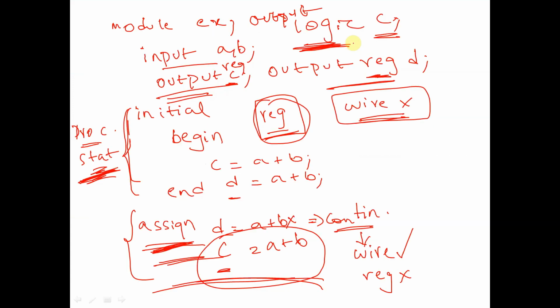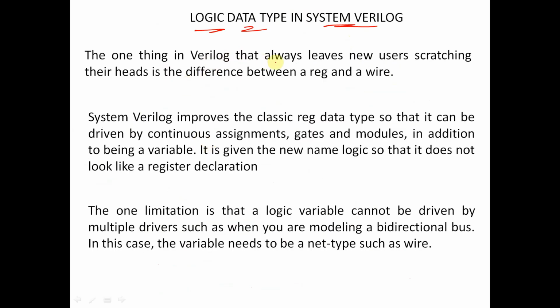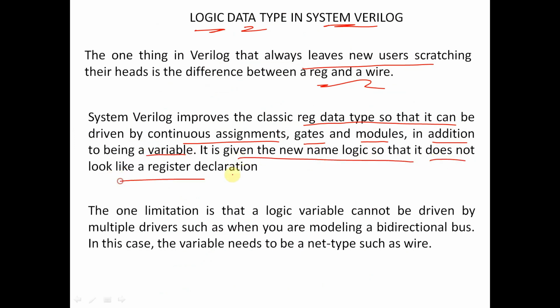So with the help of the logic data type, we can use the variable within procedural statements or continuous assignment statements. One thing in Verilog that always leaves new users scratching their heads is the difference between a reg and a wire. So SystemVerilog improves the classic reg data type so that it can be driven by continuous assignments, gates and modules. In addition to being a variable, it is given the new name logic so that it does not look like a register declaration. The one limitation is that a logic variable cannot be driven by multiple drivers, such as when you are modeling a bidirectional bus.